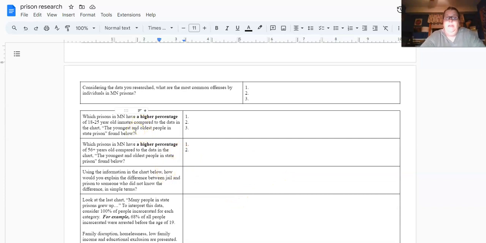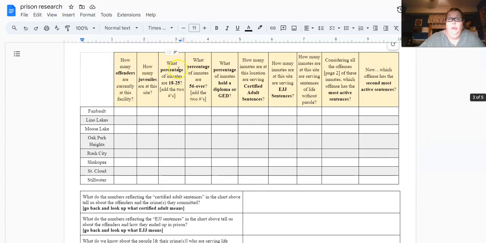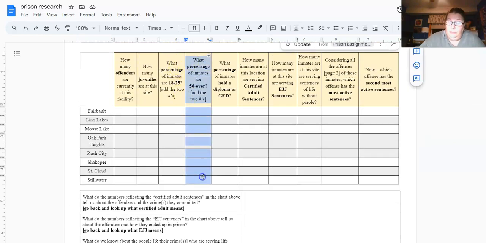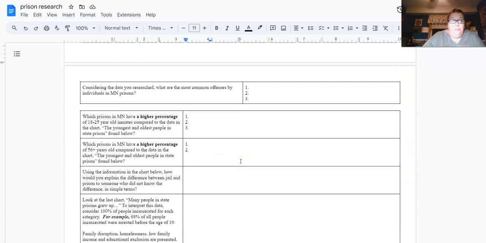Which prisons have a higher percentage of the 18 to 25-year-old inmates compared to the chart? And I'm going to do the same thing with the 56 and over group. And I'm going to compare it to this column to make sure that I'm able to make a fair comparison. But be careful. This is also higher.